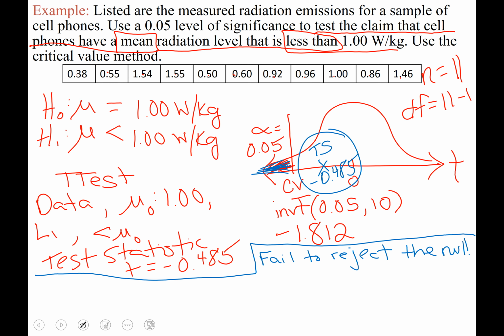Okay, now we have to write our final conclusion. We always start with the word "there." Blank number 1. And if you need to look back at the last video, that's where I really break down how to fill in these 3 blanks. Blank number 1 is either going to be the word "is" or "is not." Based on our decision of fail to reject, it's "is not." Had our decision been reject, it would have just been the word "is." Okay, "there is not," and then we always write "evidence."